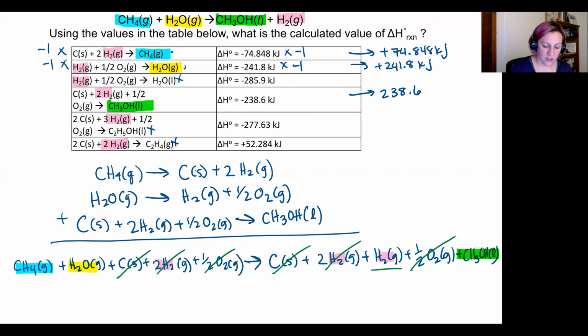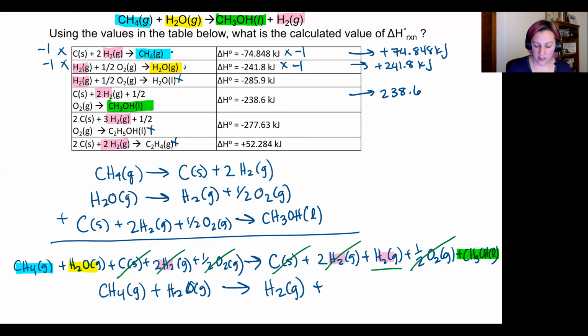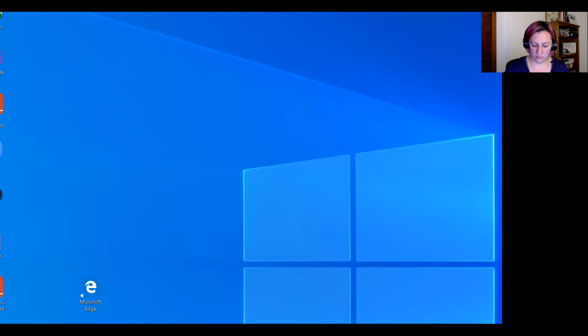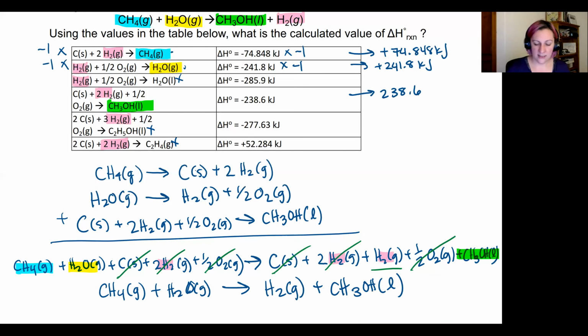So this reduces to CH4 gas plus water gas, which forms my 1 hydrogen gas plus my methanol liquid. And that's, oh, sorry. That's exactly what I was looking for all along. So great. That means that these manipulations I made work fantastically for getting me to the reaction that I'm interested in.